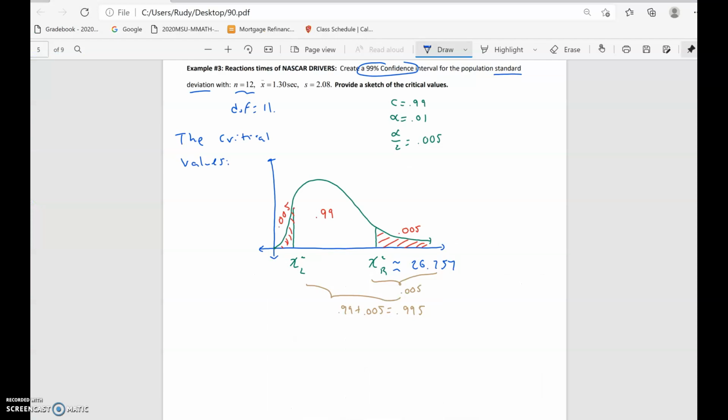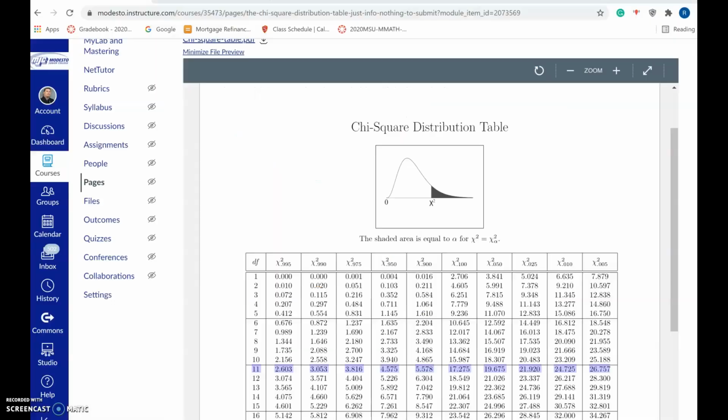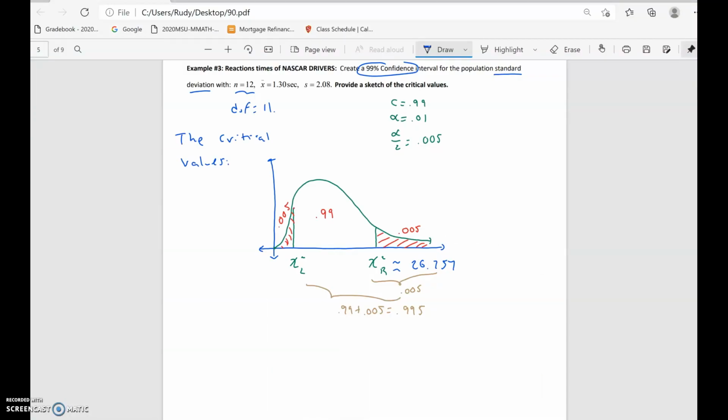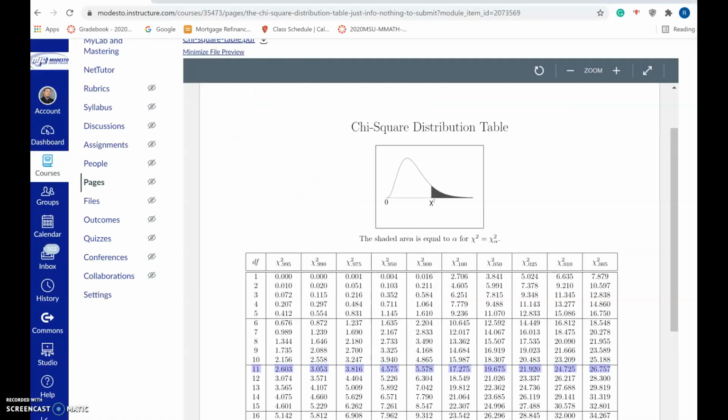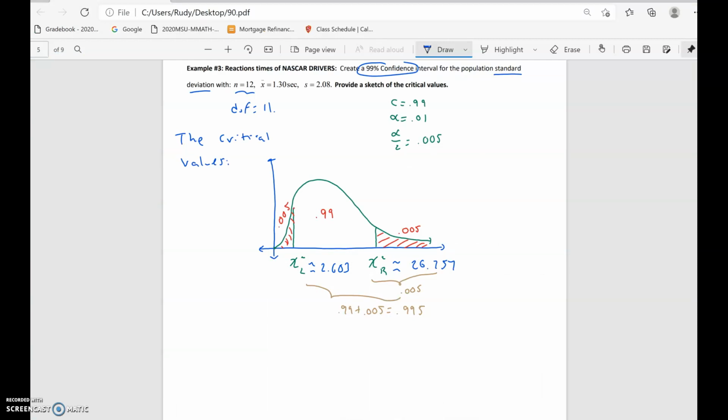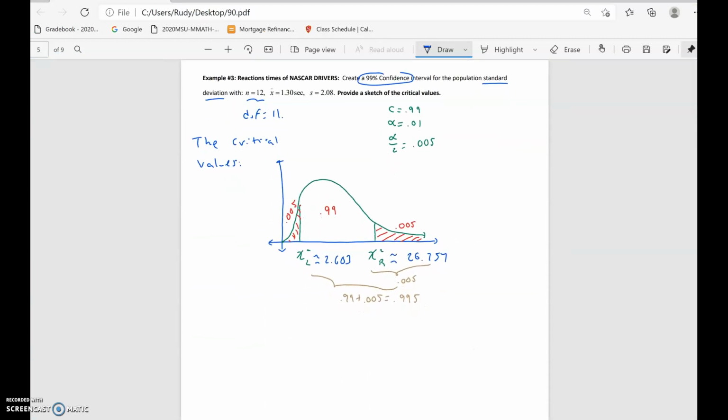And then the one on the left, 0.995 area, it's going to be here. 0.995, 2.603. So this is going to be approximately 2.603. And let me double check. 0.995, 2.603, 0.005, 26.757. And let me pause the video here for a minute for everybody to catch up, to make sure that you're clear how to find those values on the table.